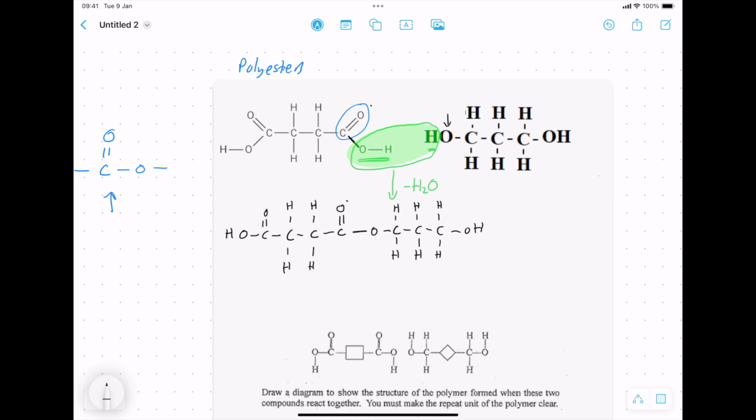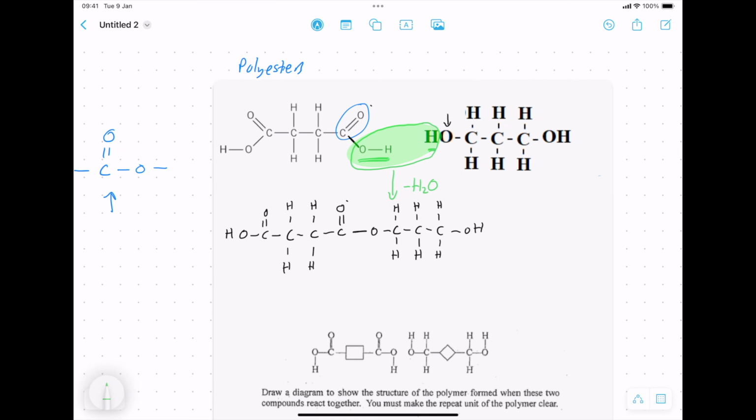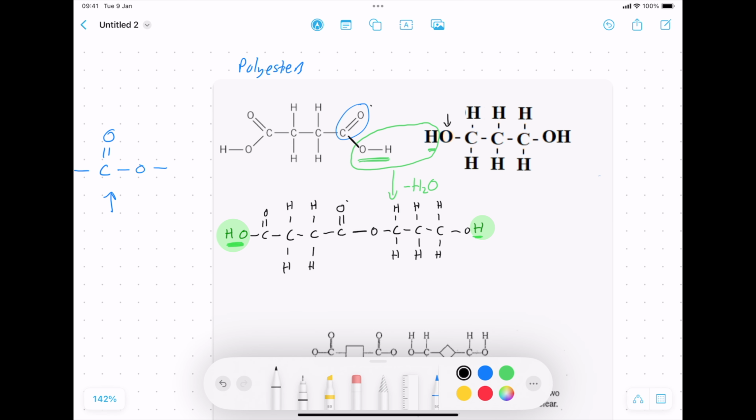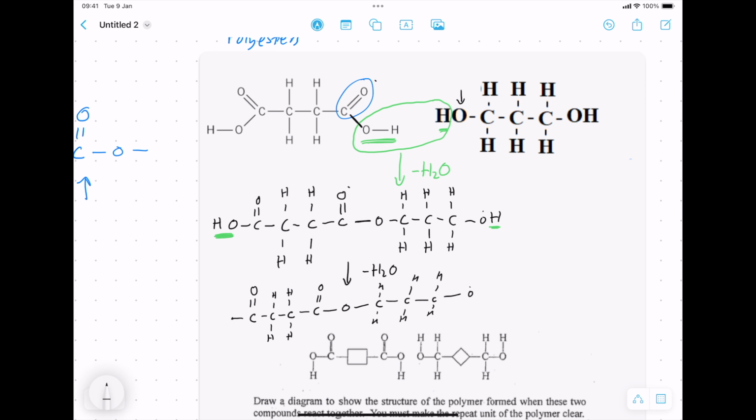So the next thing I need to do to get that is to remove another water molecule. And just like before, the water comes off in the same place. So where is that? It's the OH of the carboxylic acid and the H of the alcohol. So what does this take us to? There's minus second water. And then, to finish it off, I need to just add a line to that end there and put a bracket through, and then put a bracket through that line there. And this is the repeat unit.